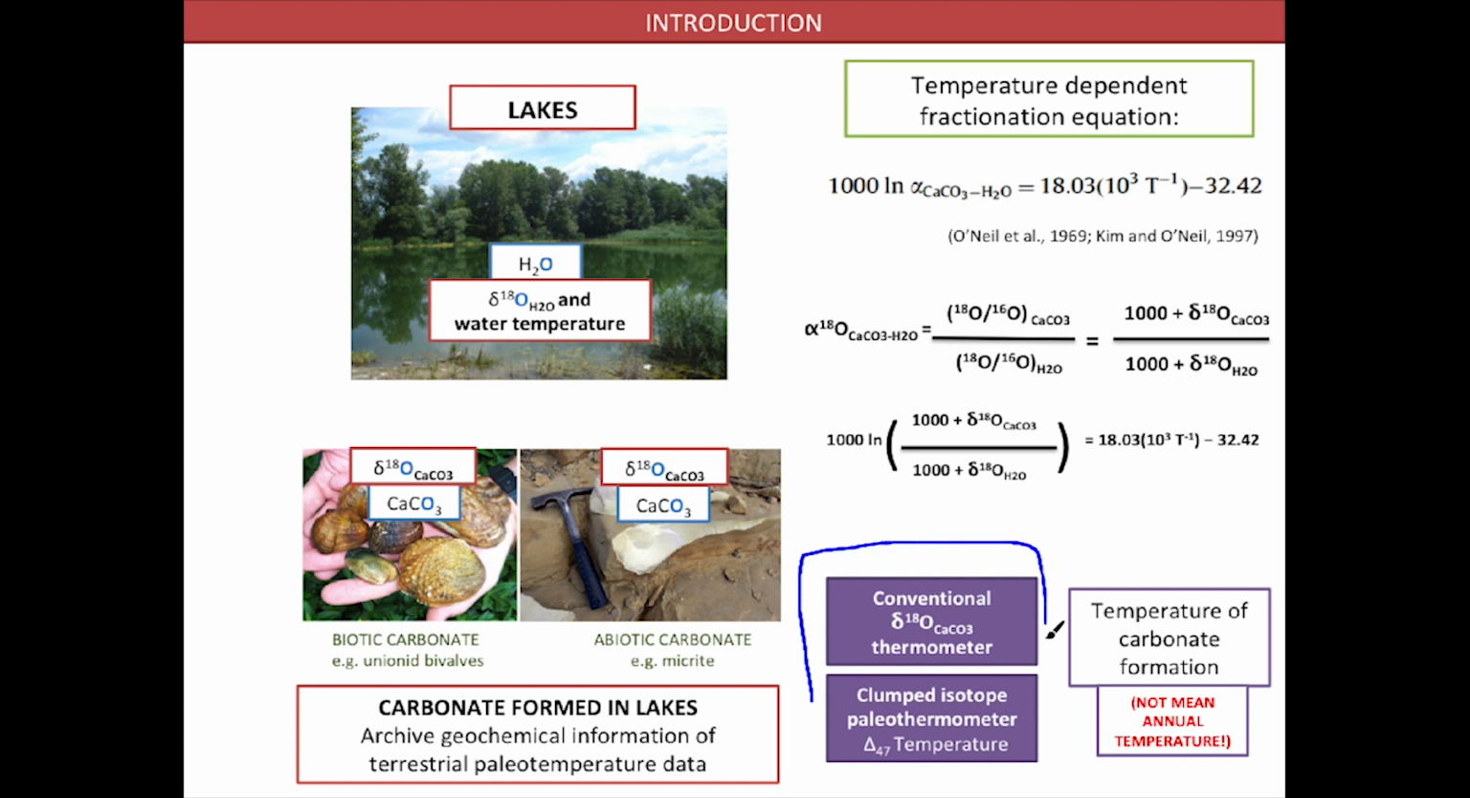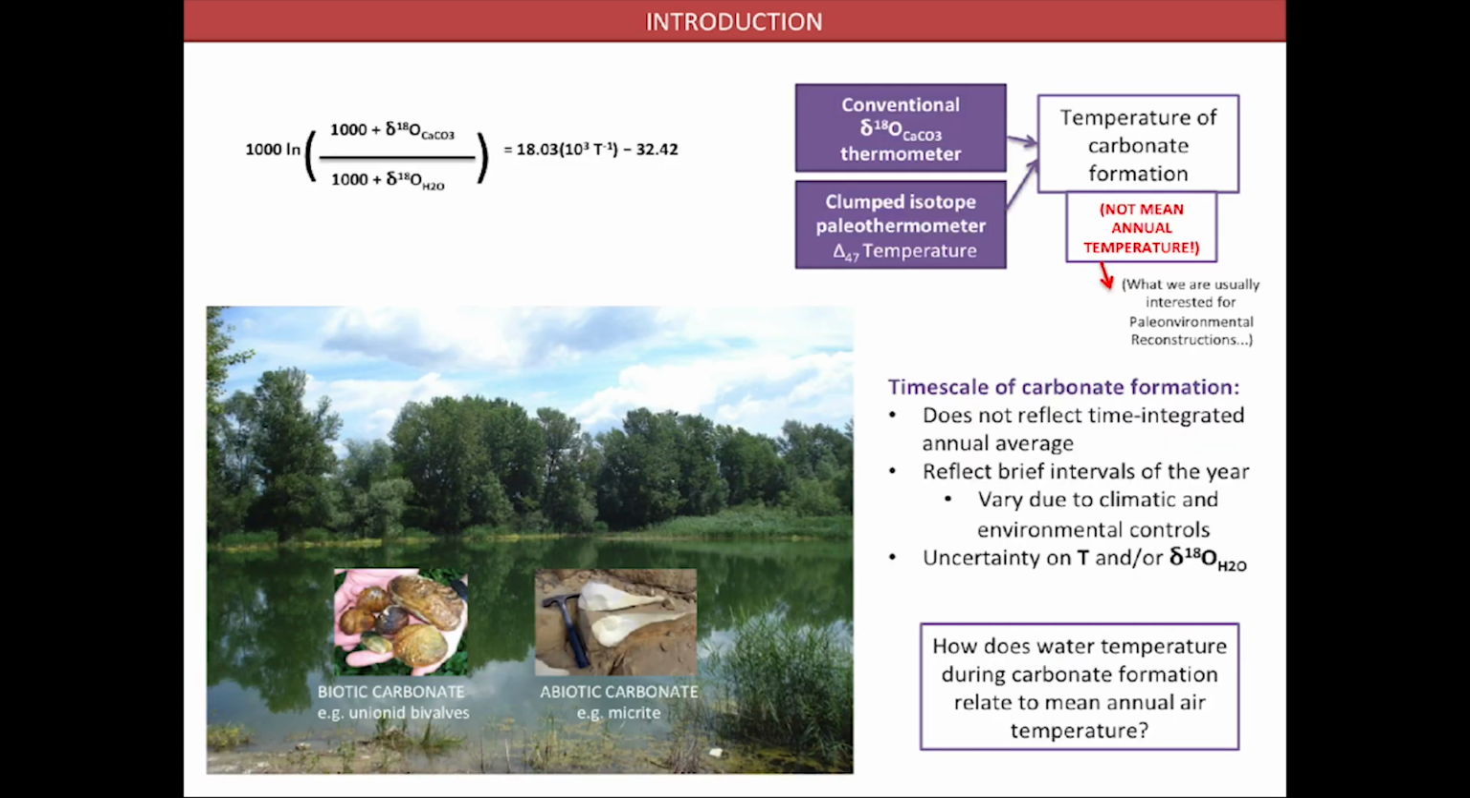But despite which method is used, it is important to understand what the obtained temperature represents. We know that this temperature is the temperature of carbonate formation, which does not necessarily represent mean annual temperature. This is because the time scale of carbonate mineral formation rarely reflects a time-integrated annual average. The time scale of carbonate formation is commonly weighted to brief intervals of the year that can vary significantly due to climatic and environmental controls related to both latitude and elevation. This can impart significant uncertainty on reconstructed temperature or on calculations of delta 18O of the water composition.